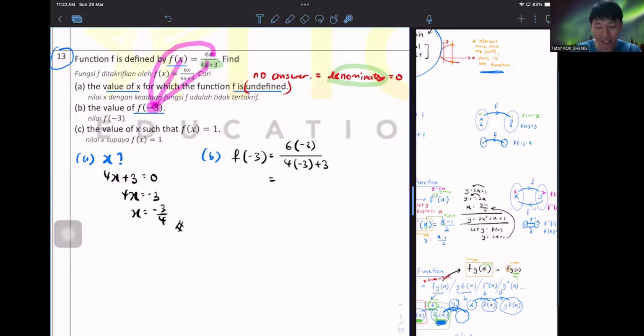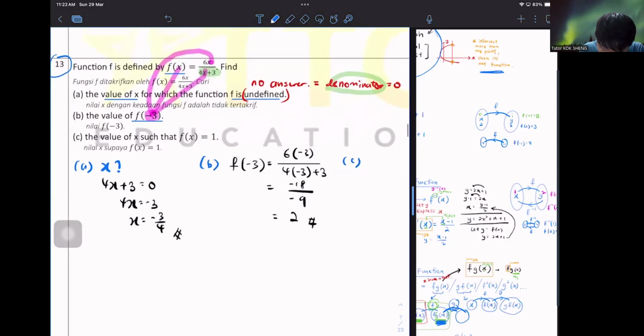Okay, let's go. 4 times negative 3 plus 3.